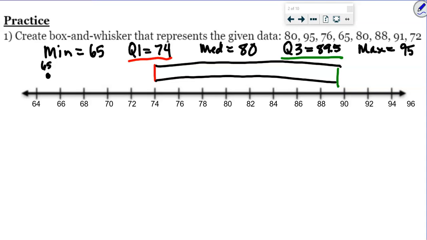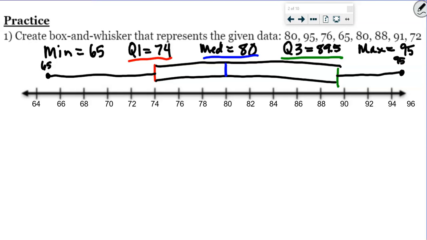So then we'll talk about our median. There's our median, and it's at 80, so it's right there, okay? So then we're just going to do our max here, which was at 95. And again, I'm going to go ahead and label it 95. And then I'm going to draw my lines. So that's my box and whisker plot, right?